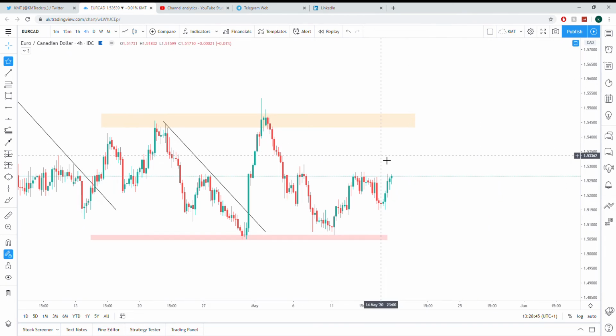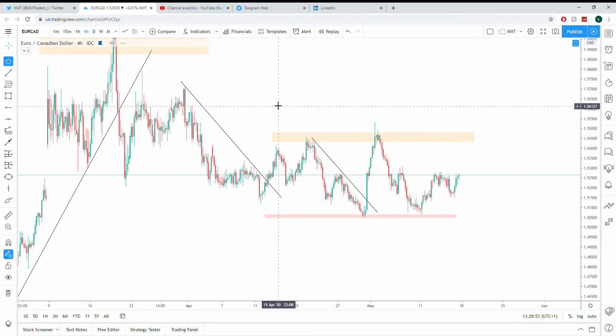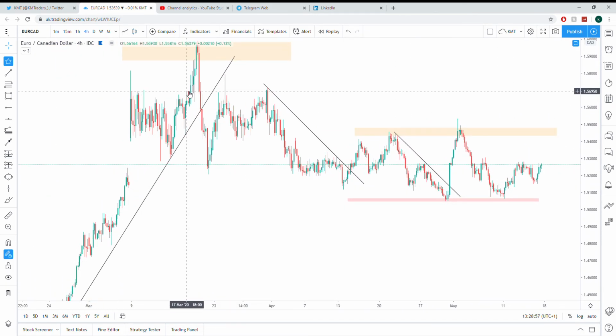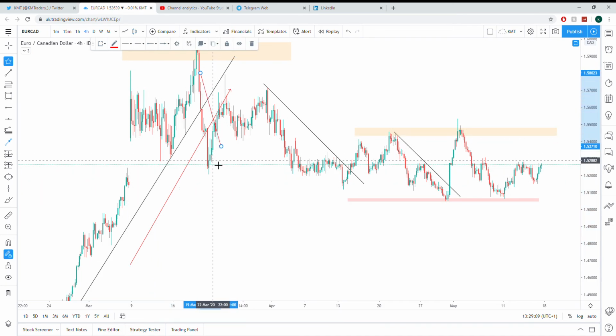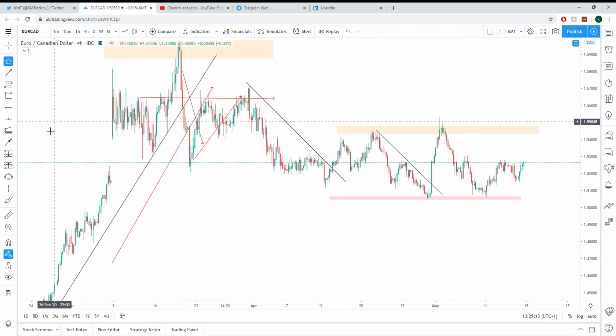Okay, so coming to the euro to the Canadian dollar. Now let's have a look at this from a wider perspective first. What we can see here is we've broken our huge uptrend. Visually you can see this, right? Nothing complicated here. Price pushed aggressively to the upside. We broke down, pushed to the upside. Structure level rejected.